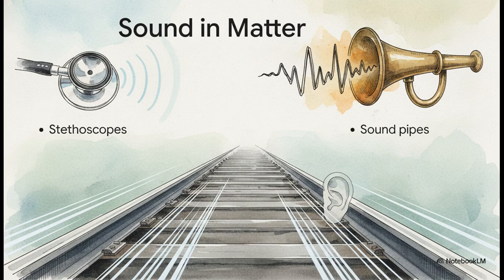And here's a classic one. Actually, wait, the text points out this is super risky, so definitely don't try it, but if you press your ear to a steel railway line, you can clearly hear a train coming long before you'd ever hear it through the air. Why? Because sound actually travels way faster through solids than it does through the air.